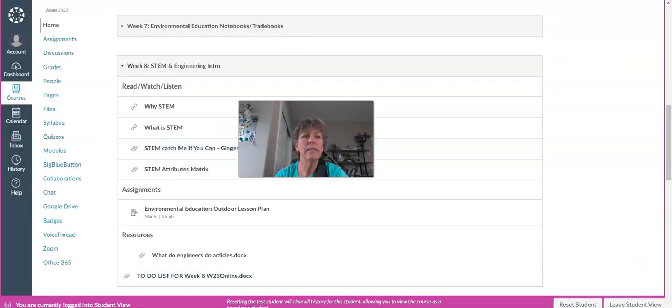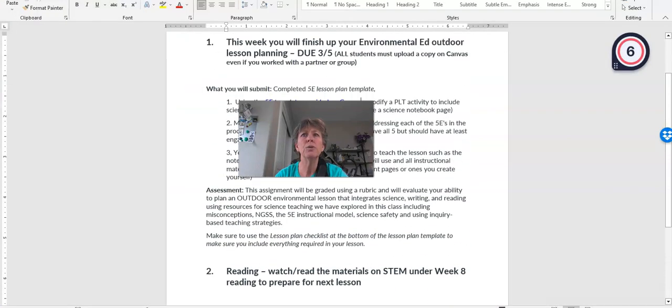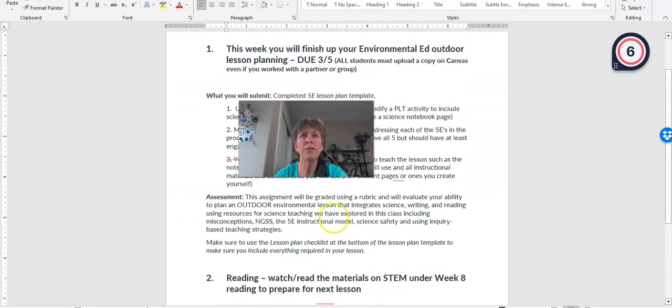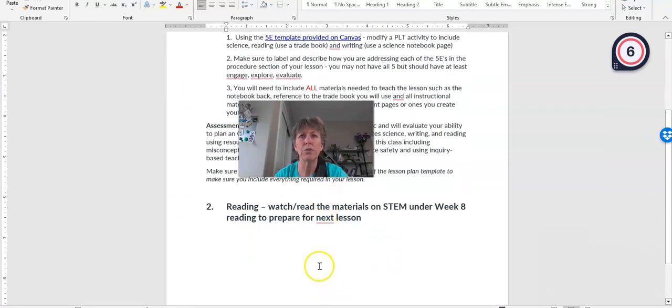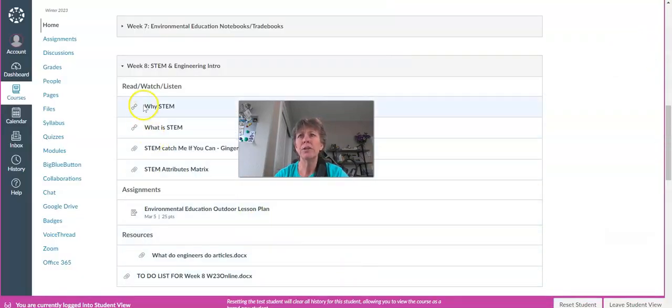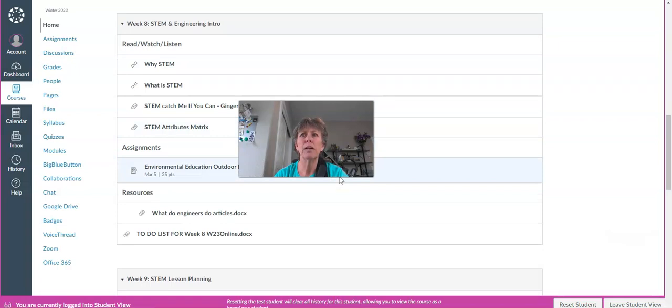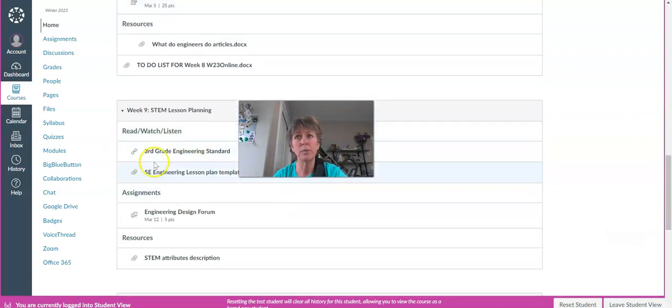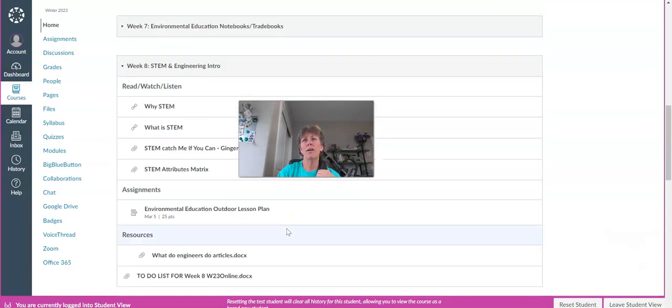And so lastly, this is due March 5th. If you have worked on this with your group or a partner, each person has to submit a separate document. And then moving forward, you want to read through and watch the materials under week 8 under the reading section. These are the materials I'm referencing. They are going to prepare you and provide background for what we're going to start next week, which is an engineering STEM lesson. So that will be our next product.